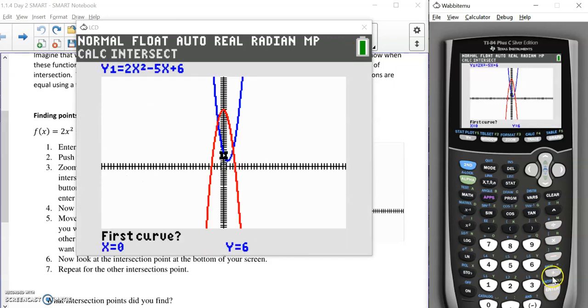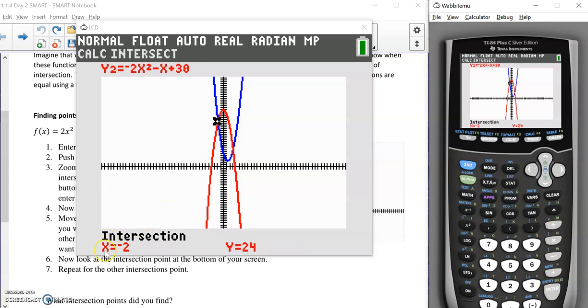Press enter. And now it's going to say first curve. We just want to move our cursor to be by one of the intersections, just to get close to it. We're going to find the one on the left first. Press enter. Second curve, we just want it, again, to be close to the intersection. You'll notice now it's on my red parabola. That's close enough, so press enter, and then press enter again.